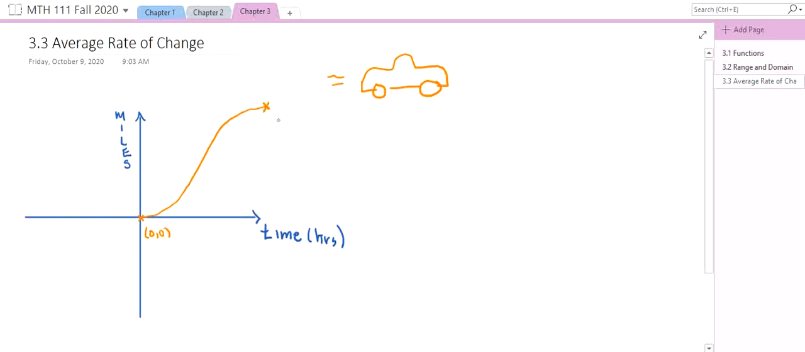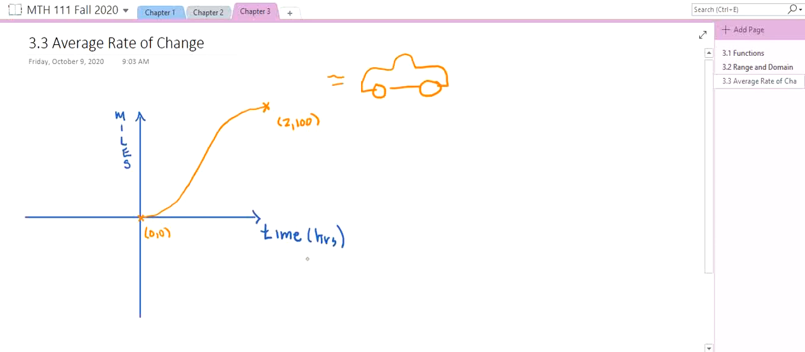Maybe this is 2 hours. I'll just put 2, since we know that time is in hours. So maybe this is 2, and you've gone 100 miles total.